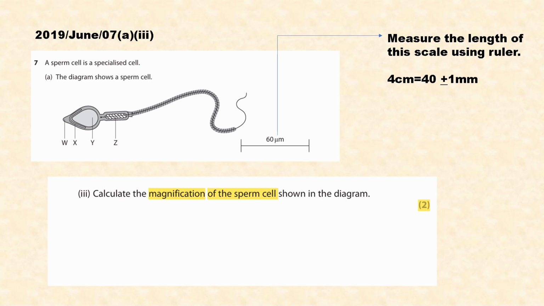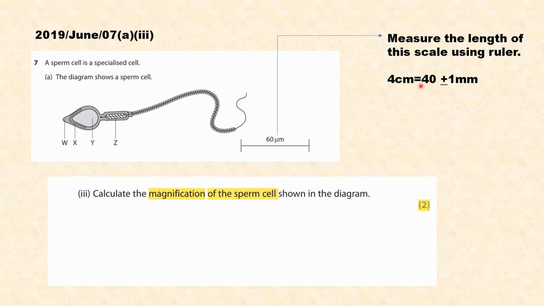Now, let's move on to the first question from the June 2019 paper. In this question, you will see that they have provided an image of a sperm cell, and the question asks you to calculate the magnification of the sperm cell shown in the diagram. And this question is worth 2 marks out of 80.